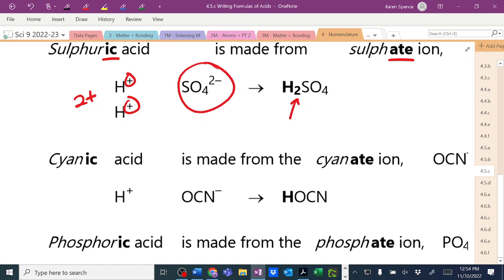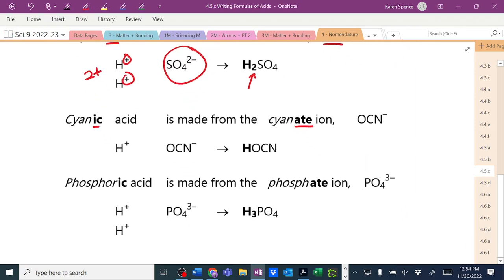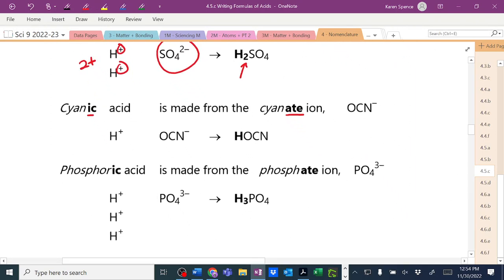Cyanic acid is made from the cyanate ion, which you will not find on your normal table, I don't think, but you will find it on your expanded table of anions for acids. Okay. Phosphoric acid is made from the phosphate ion. There we go.